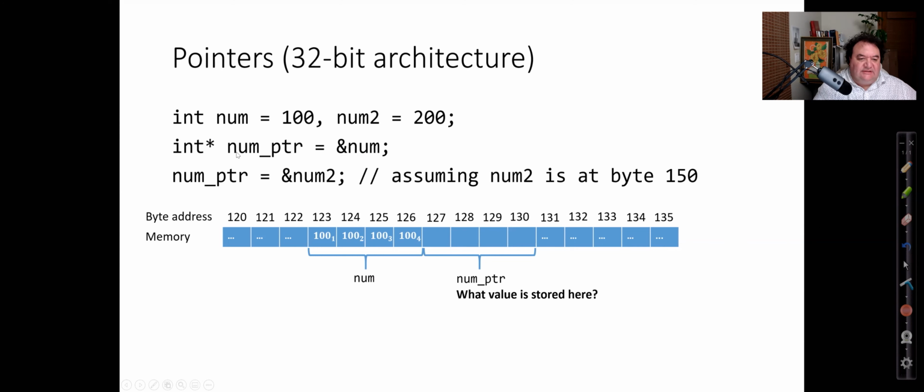So as usual, int star num pointer ampersand num initially is the value 123. Now we can assign the pointer to the address of the second variable. It's the address of num2. If that was stored at address 150, here we get 150 again divided in the 4 bytes. So we get the assignment and we get the address. So even if the value is 200, the address is 150. That's what we get stored in the pointer.